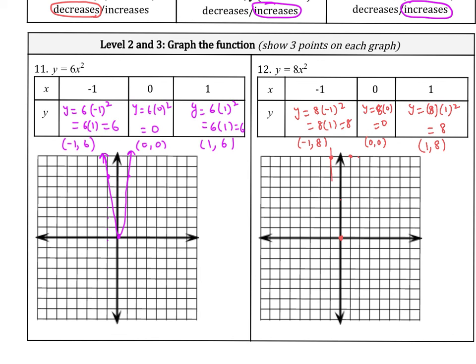You can see that the graph is very skinny and narrow. So that's why, because it's multiplied with 8, that is a number greater than 1. So it's a vertically stretched graph.